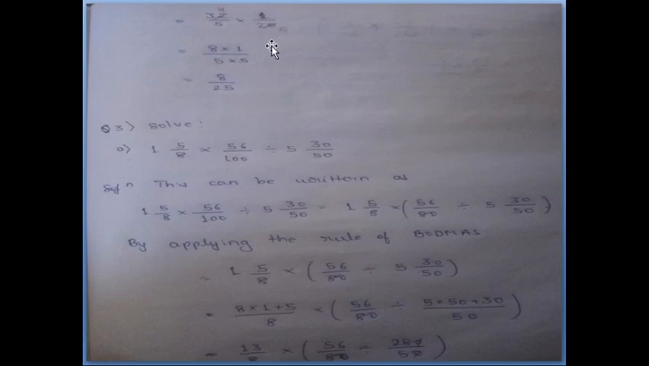Now we will perform the multiplication. So that is 8 into 1 divided by 5 into 5, which is equal to 8 by 25.